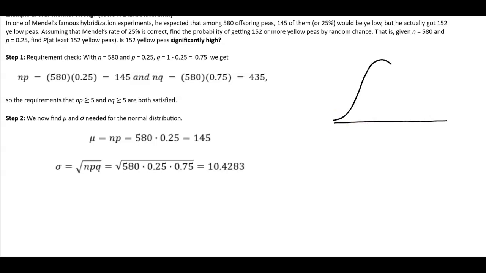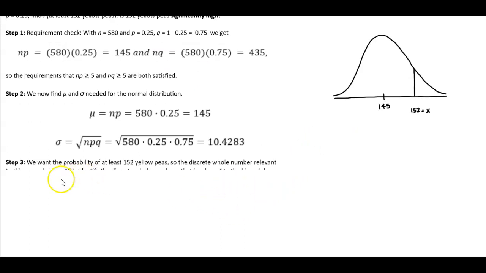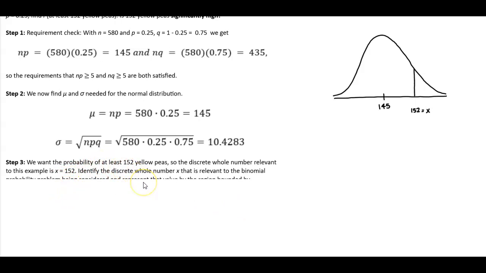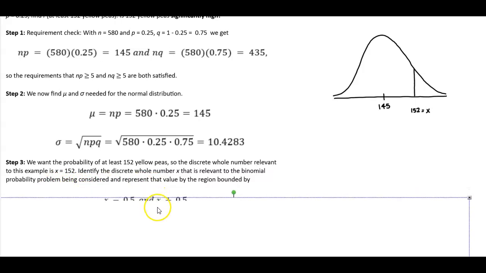Now let's draw our bell curve, because we know the mean of our distribution and we know what we need to look for. Let's put in our mean of 145, and what we want to find is 152 or more. So I'll put 152 down here, and that represents x. We want the probability of at least 152 yellow peas. The discrete whole number relevant to this example is x equal to 152, and we represent that value by the region bounded by the following.